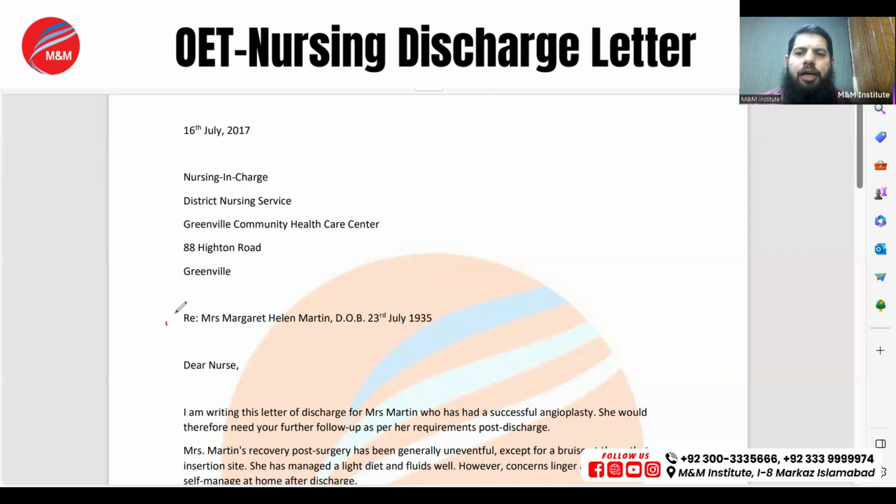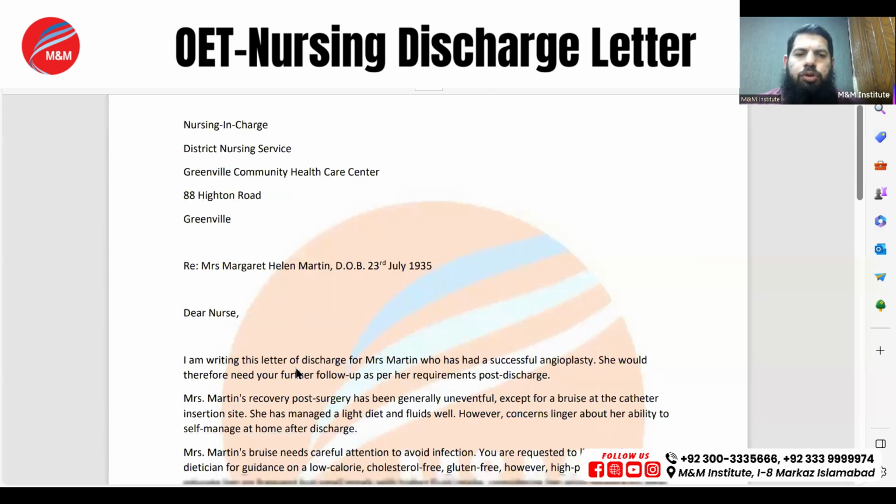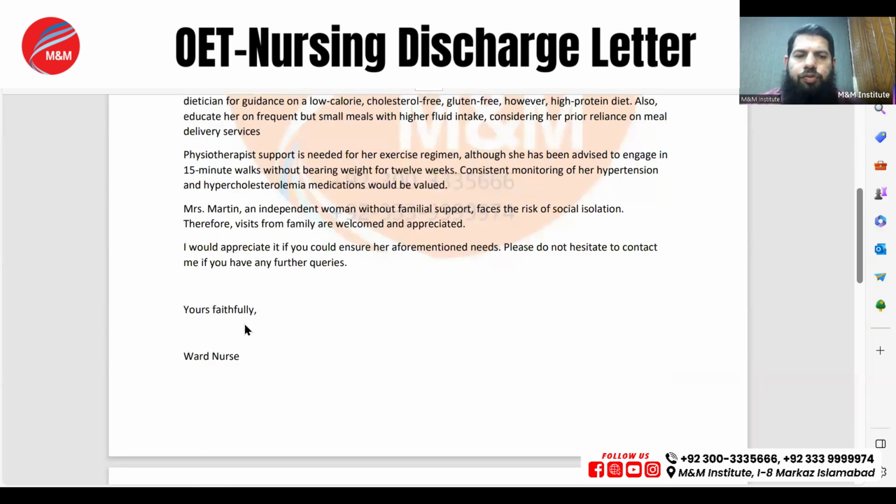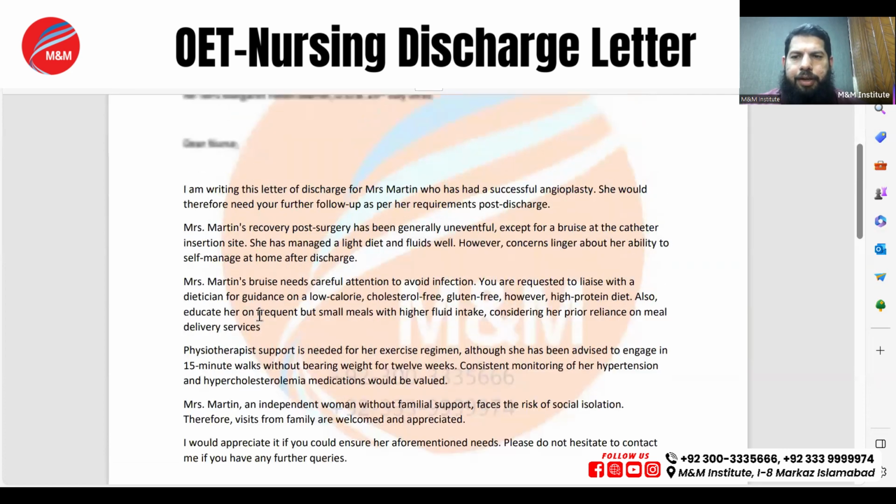Then we have RE, which stands for regarding, the patient name and his date of birth, followed by the recipient name again. If no name is given, we can write dear nurse or dear doctor or dear sir, madam. Remember that if you're writing dear nurse, where there is no name, we can put a comma over here, and you have to close the letter with the formality of yours faithfully, not sincerely. But if you do have the name, then we can write yours sincerely over here.